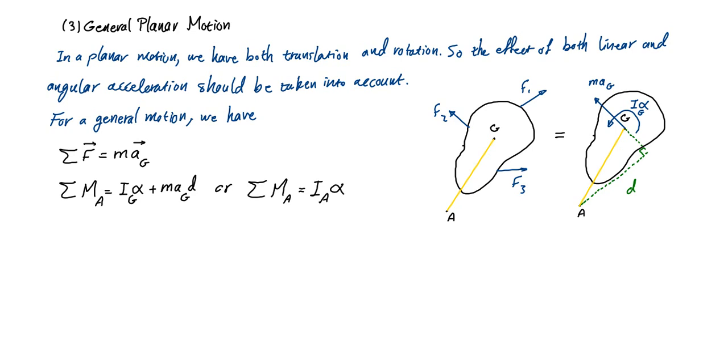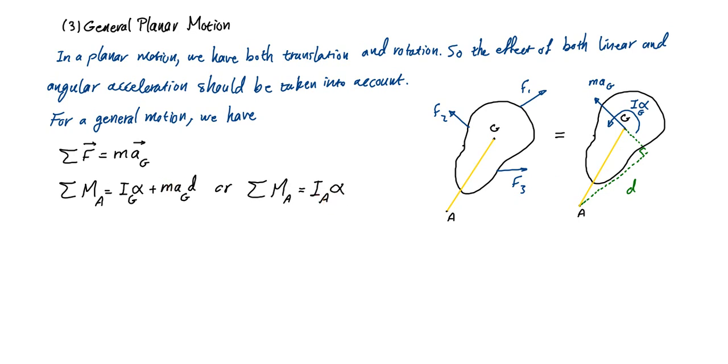Now, this term I_A alpha includes both I_G alpha, the mass moment of inertia about the center of gravity, and the moment caused by m a_G. Well, it's not a force, but if you look at the kinetic diagram, m a_G multiplied by d creates a moment. You can think about it that way. So I_A alpha includes both.